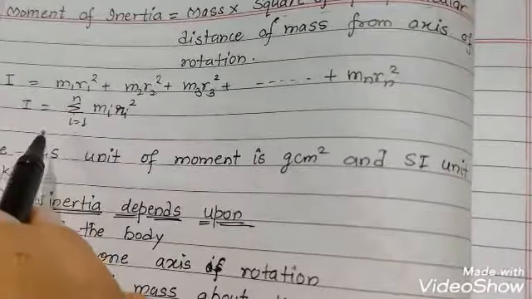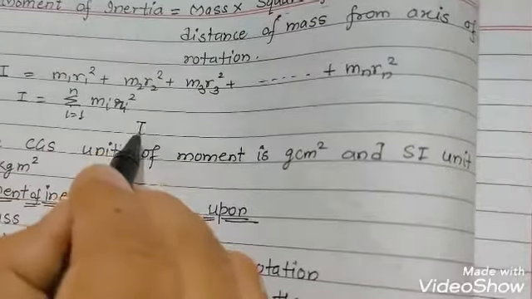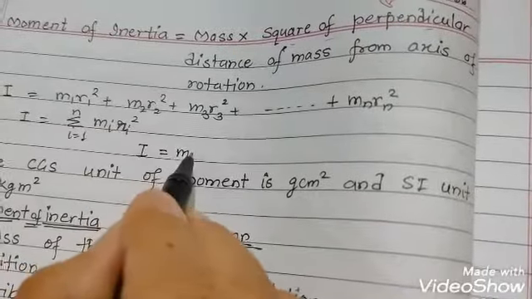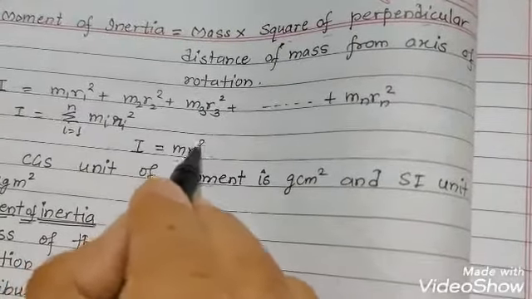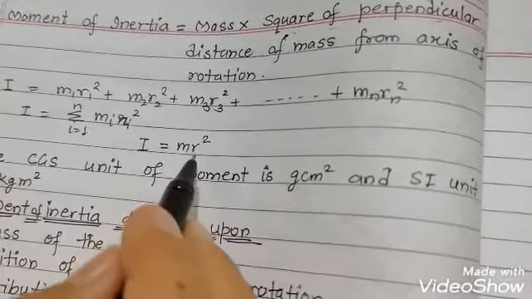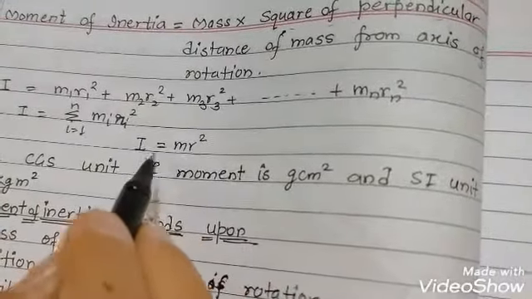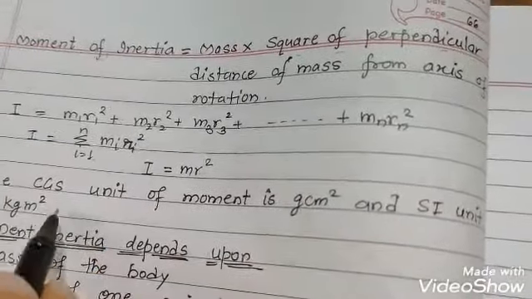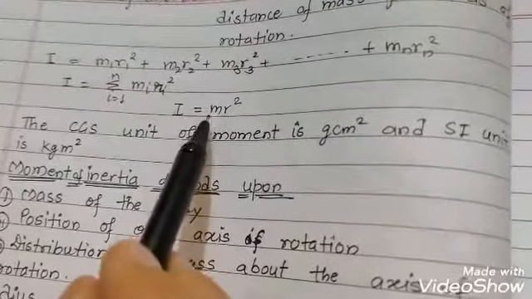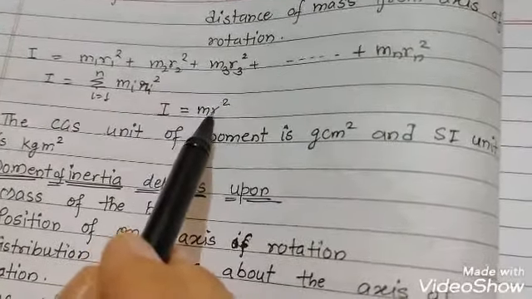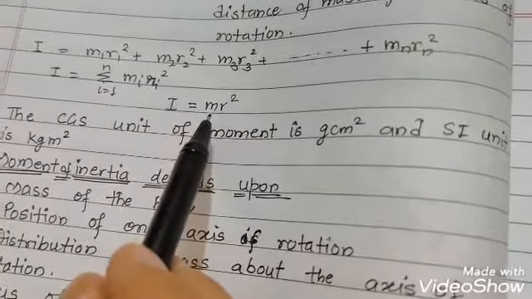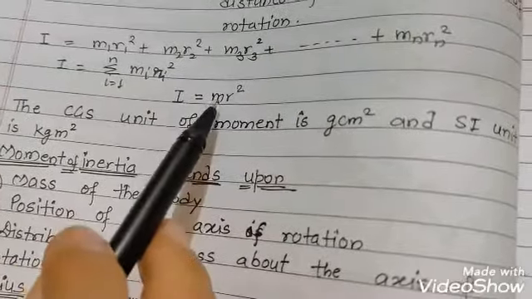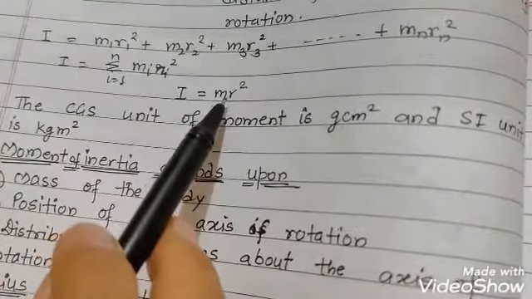So the moment of inertia I is equal to the product of the mass and the square of the perpendicular distance. If you talk about the CGS unit of moment of inertia, it will be gram for the mass and centimeter square for the distance, so it is gram centimeter square. The SI unit will be kilogram meter square.